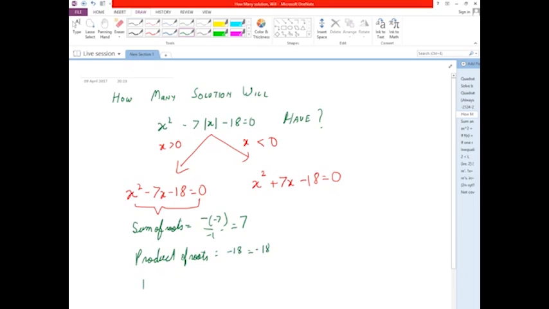Let's just check the discriminant also very quickly. 7 square plus 4 into 18. So this is greater than 0. So the equation has two roots. Their sum is 7 and product is minus 18.